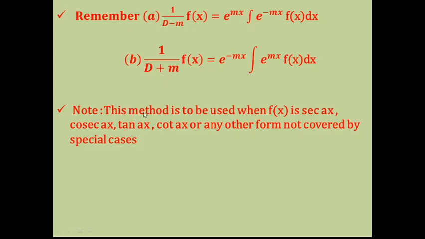Note that the general method is to be used particularly when f of x is sec ax, cosec ax, tan ax or cot ax, or any other functions which are not covered by the 6 special cases, that is from case number 1 to 6. So for such type of examples, I will suggest you to apply the general method. So let's see how to solve the example using general method.